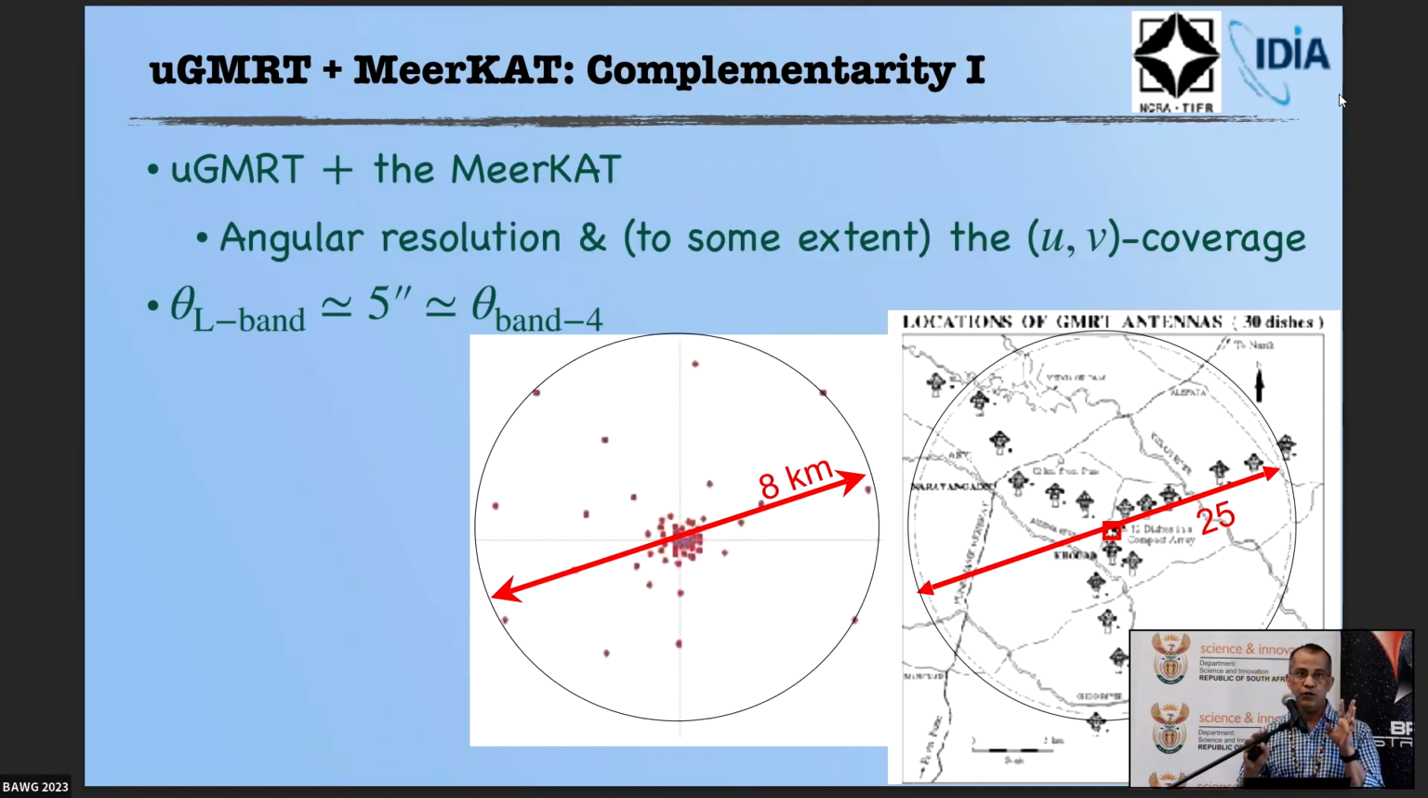We have also looked at the UV coverage for very sweet spot of fantastic declination range. For a 5-hour observation, both MeerKAT and UGMRT gives you nearly identical UV coverage, which is telling us that we are sampling similar spatial scales.